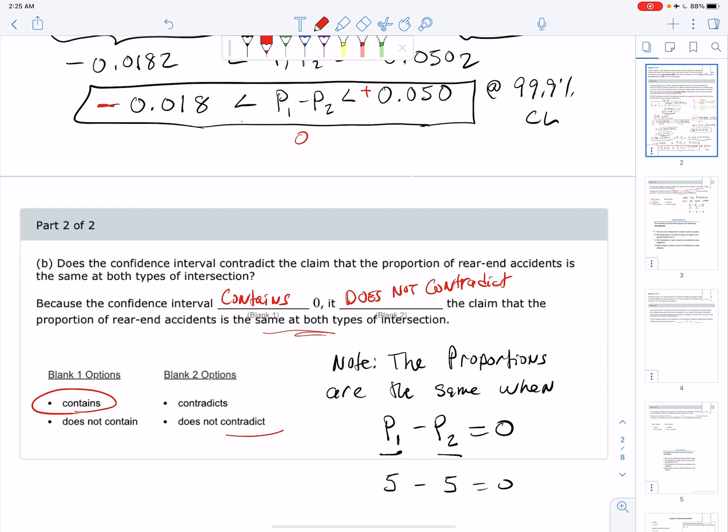It does not contradict, because we're saying that the confidence interval contains 0. If it contains 0, well, when it's 0, they're both the same. So the claim is that the proportion of rear end accidents is the same. So we're not contradicting that. We're saying, hey, we've got a 0 in there, so we're not going to contradict that. We're going to go with it.